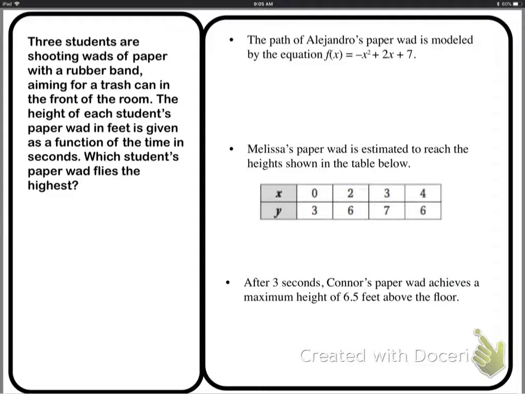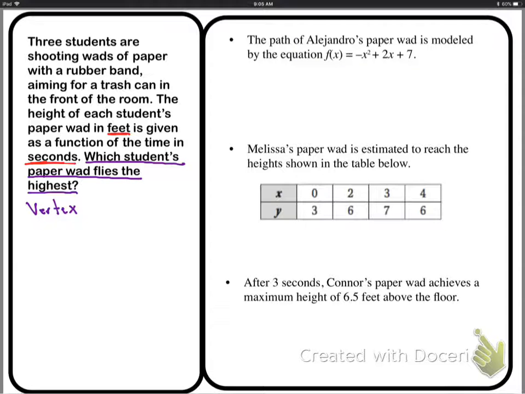So next one, we got 3 students here who are throwing wads of paper with a rubber band aiming for a trash can in front of the room. The height of each student's paper wad in feet is given as a function of the time in seconds. Right, so x is in seconds, y is in feet. Which student's paper wad flies the highest? So this question actually tells us the point that we should be looking for. If we're looking for the highest point, right, we know that the minimum and the maximum occurs at the vertex. So for these, we are looking for the vertex. So for all these, we need to find the vertices.